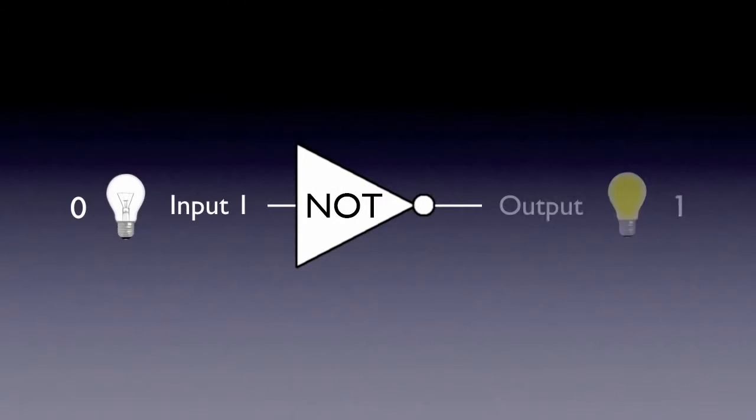The NOT gate is even simpler. The NOT gate has just one input and one output. The output is not the input. So if the input is 1, the output is 0. Likewise, if the input is 0, the output is 1.